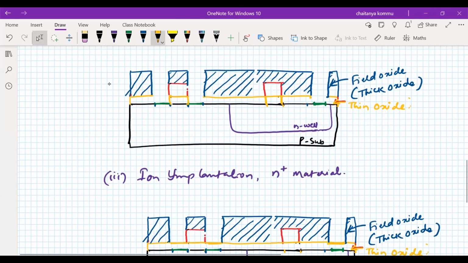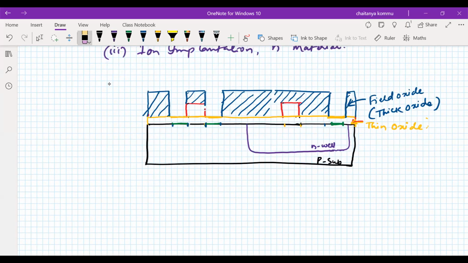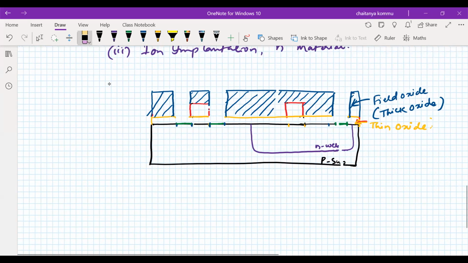Okay, I can remove this one also. After that, I can remove these portions of the silicon dioxide. Just I can diffuse the N plus materials, so it is laterally encroached towards all directions. In the textbook, they will directly draw it in this way, but it is not possible to get sharp edges. Generally, practically it is not possible.